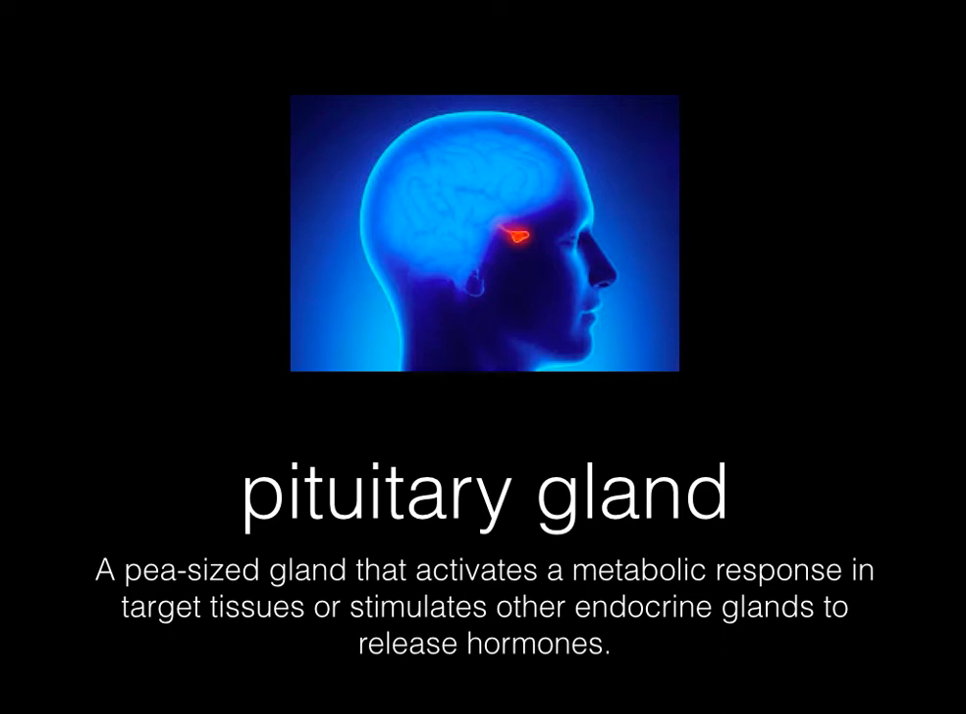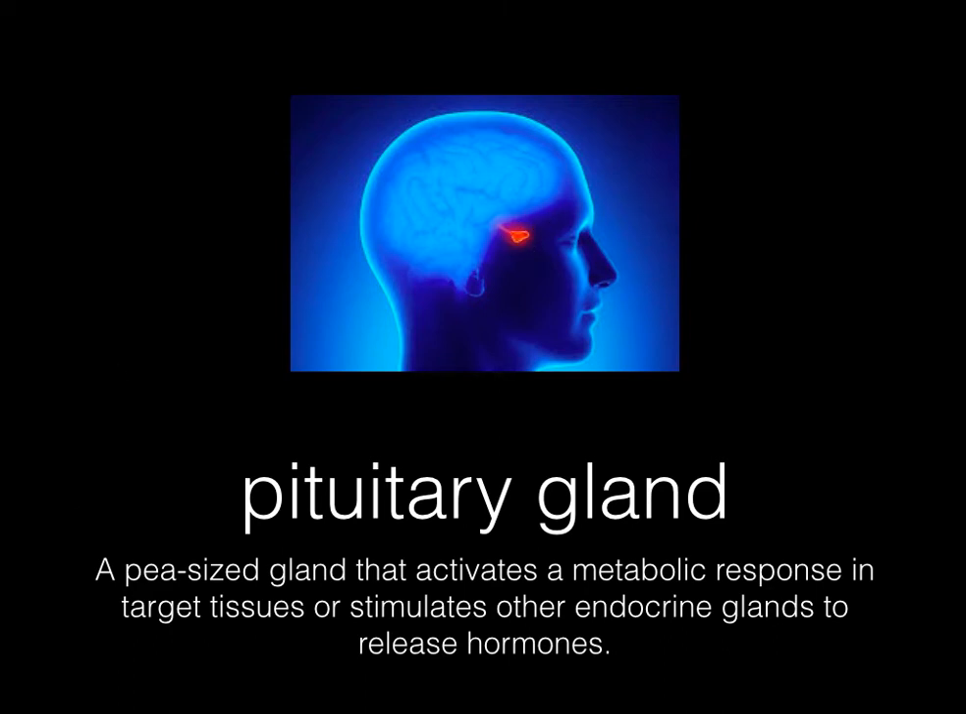And the pituitary gland, this is a pea-sized gland that activates a metabolic response in target tissues or stimulates other endocrine glands to release hormones. So remember we had hormone releasing glands that stimulate other hormones, and hormones that stimulated other functions of the body. So this is the pituitary gland.